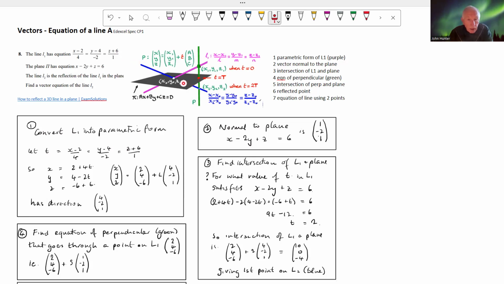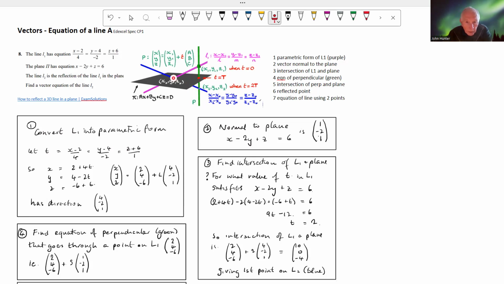The plane is black. And the line L2 is the reflection of L1 in the plane. So L1 is the purple line, L2 is the blue line. So we've got to find the equation of that blue line. Right. So in order to do this, if we find the equation of this line, we need 2 points on it, all right? And these are the 2 points that we're going to find.